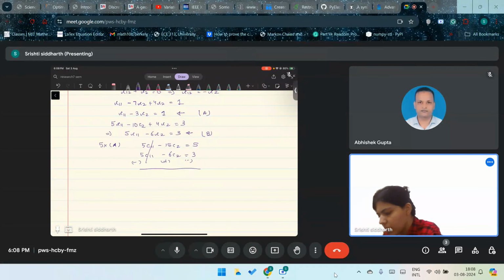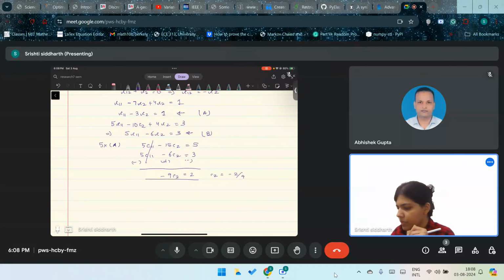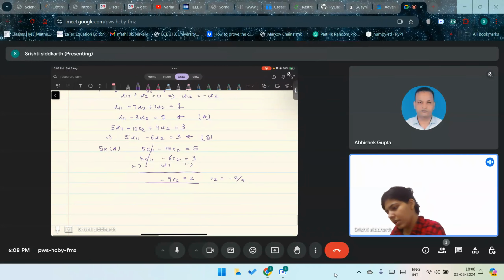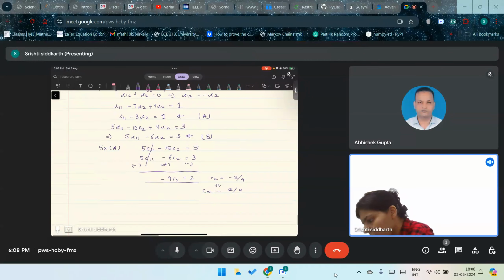So let's compute. We have minus 9 C2 and 2. C2 is going to be minus 2 over 9. This implies that C12 is going to be plus 2 by 9. So all we need to find out is C11 now.